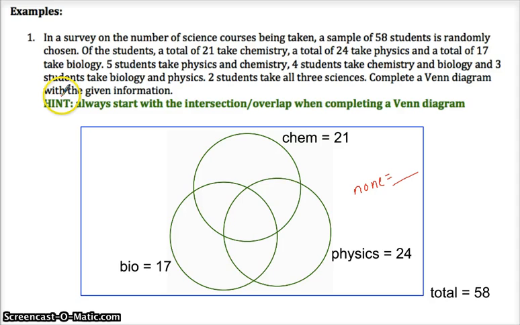Let me wait for a second. 3 students take biology and physics. Oh, okay, here's the important part. 2 students take all 3. You really want to start in there because that's going to eat away at all these other intersections. Notice how the 2 is part of all these other footballs.